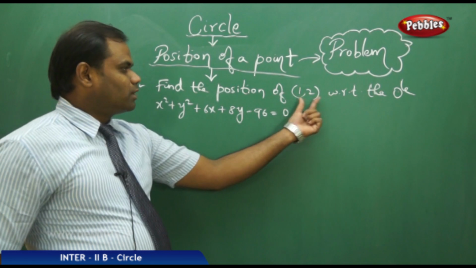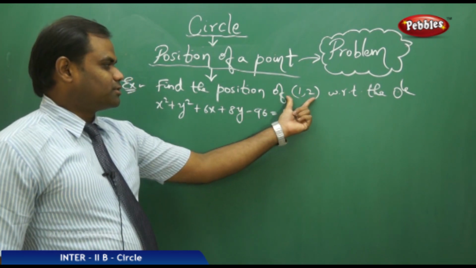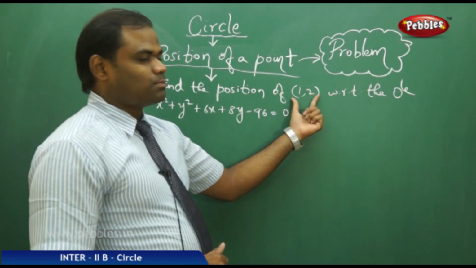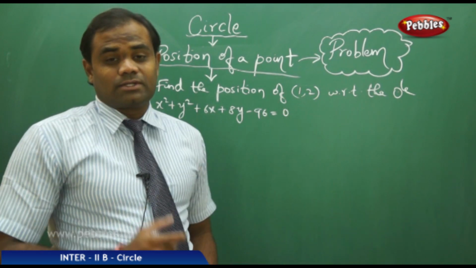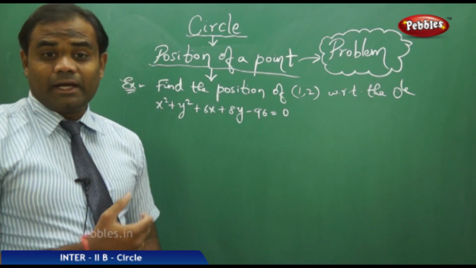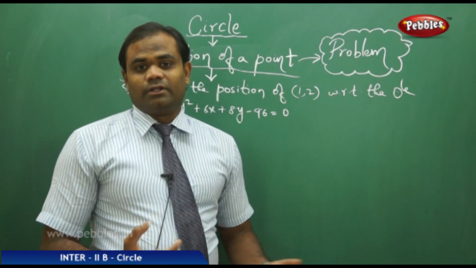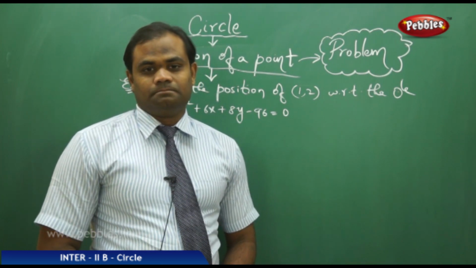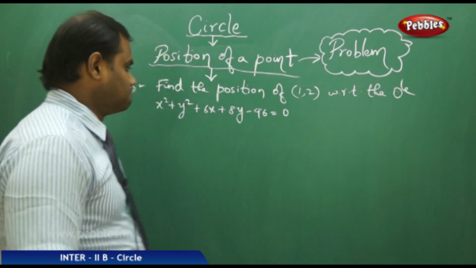Now I have a point (1, 2) and a circle. I want to find the position of this point with respect to the circle. That is, I want to find whether this point lies inside the circle, on the circle, or outside the circle. Therefore, it is essential that I find S11, and the sign of S11 will decide whether the point lies inside, on, or outside the circle. So let's see how we can find this for this problem.